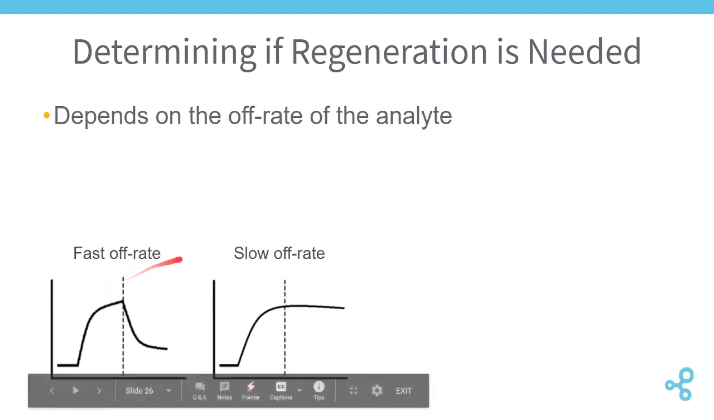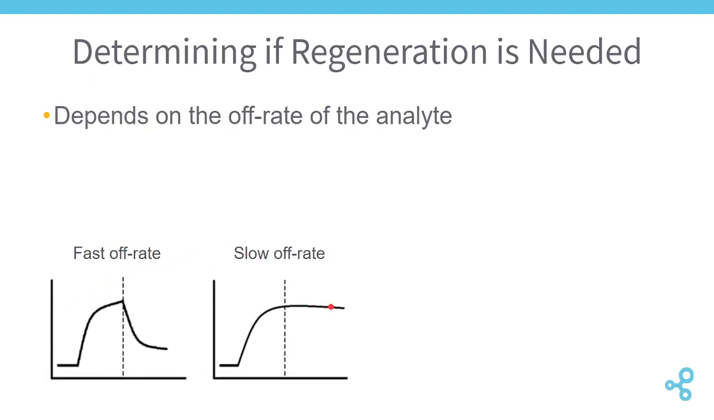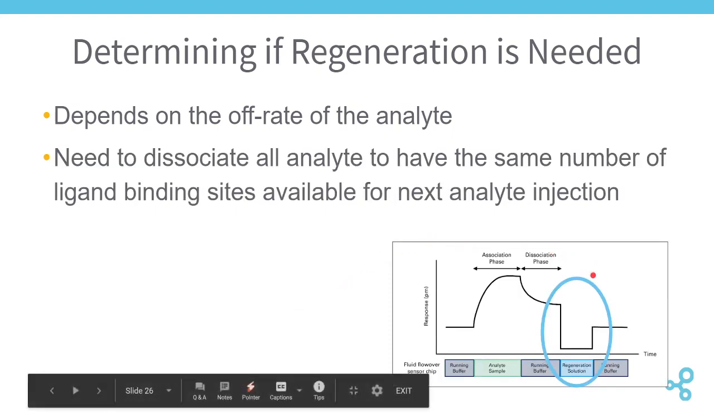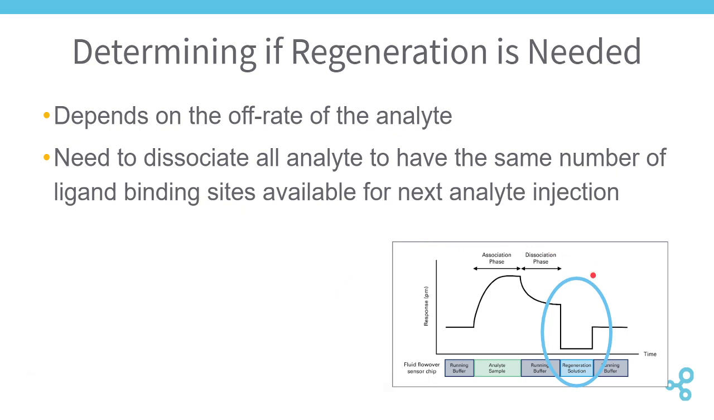If you have a situation where we have what we call a slow off rate, so in the dissociation phase, the response is fairly horizontal and would take a long time to get back to baseline, that is when a regeneration solution would be necessary, and we might have to then decide what we're going to use for that. What this regeneration solution is going to do is dissociate all of these analyte molecules from our ligand, because we need to make sure every analyte injection that we're doing, we have the same number of ligand binding sites available for that analyte to interact with.